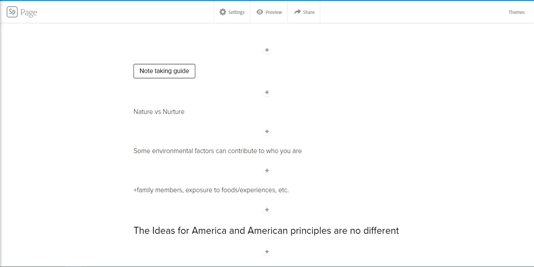Family members, exposure to different foods. I'll never forget one time I had a stuffing and I somehow got honey mustard in it and it was awful. I don't quite know how I did it.